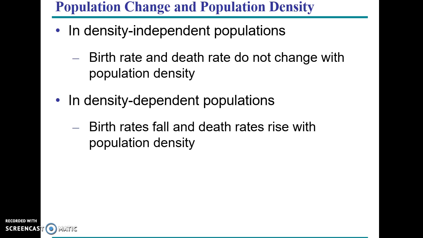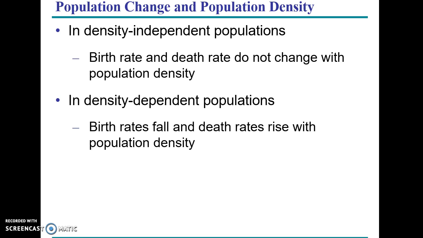So in density independent populations, the birth rate and the death rate do not change with population. Again, the human population is a very good example of this. Our birth rate and death rate do not change because of the number of people living in an area. They change because of how much access we have to resources. There's a high death rate and infant mortality rate in countries like those on the continent of Africa, for that matter.